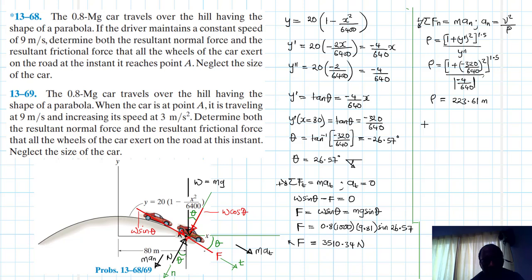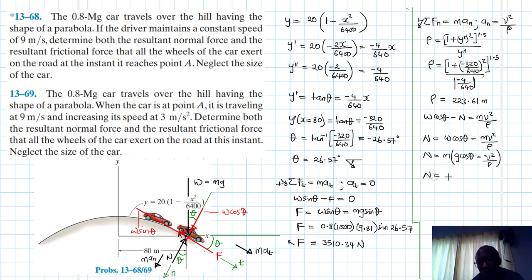So with that in mind, in that direction we have W cos theta minus N equal to mv squared divided by rho. Making N the subject, N is equal to W cos theta minus mv squared divided by rho. We factor out m, and we have N equal to m times g cos theta minus v squared divided by rho.